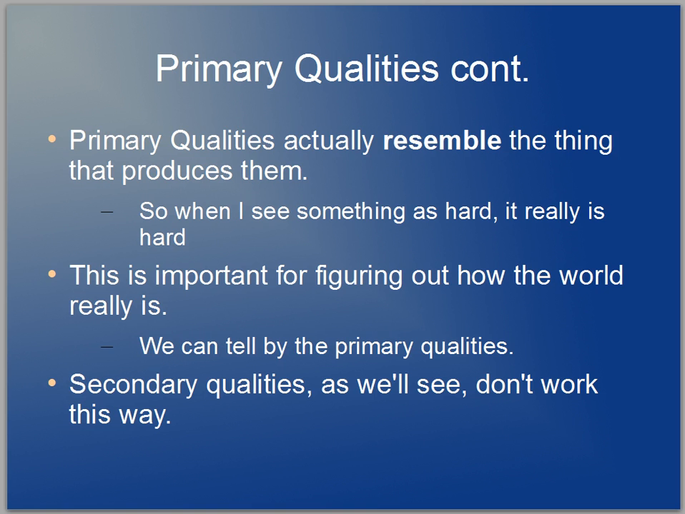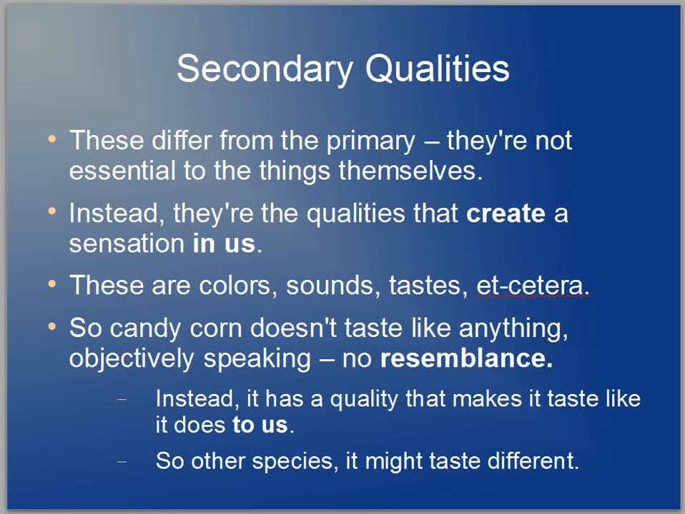This won't be the case for secondary qualities, and so this might be a problem, depending how you think about it. Secondary qualities are different from the primary qualities because they're not really out there in the world. And this is strange, this is hard to wrap your mind around. They're not essential to things themselves. Instead, secondary qualities are things that create a sensation in us. And so colors, sounds, tastes, things like that are all secondary qualities.